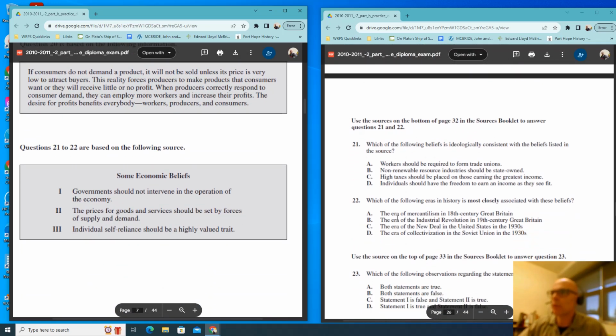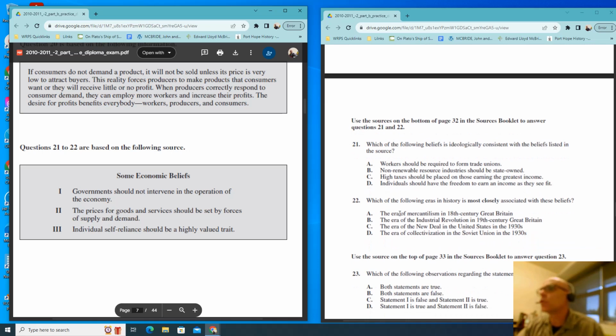Now, some economic reforms. Which of the following beliefs is ideologically consistent with the beliefs listed in the source? Government should not intervene. Supply of goods and services should be decided by supply and demand, much like the last question. Individual self-reliance. Capitalism, free market, right wing, right? So which of the following beliefs is capitalist, is right wing?